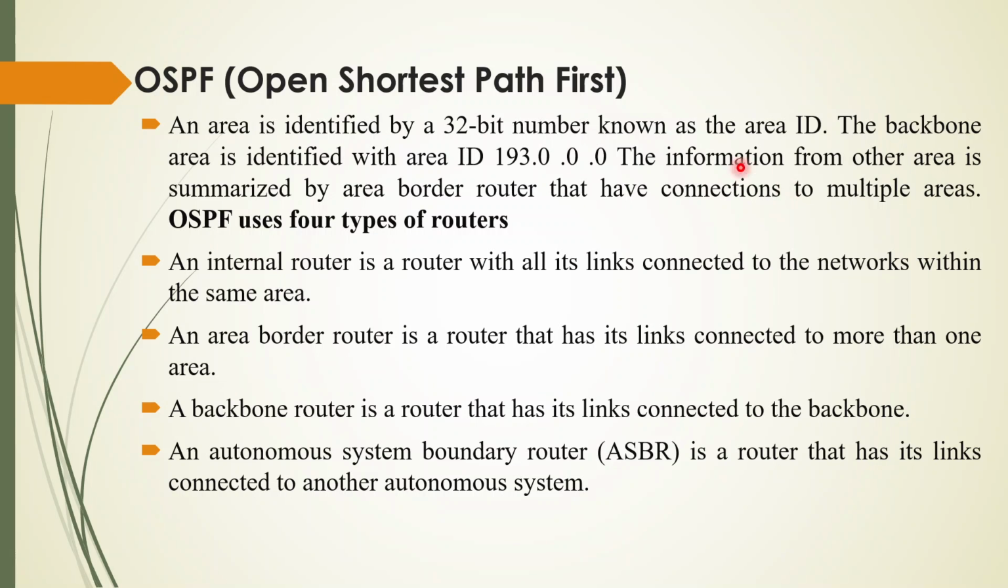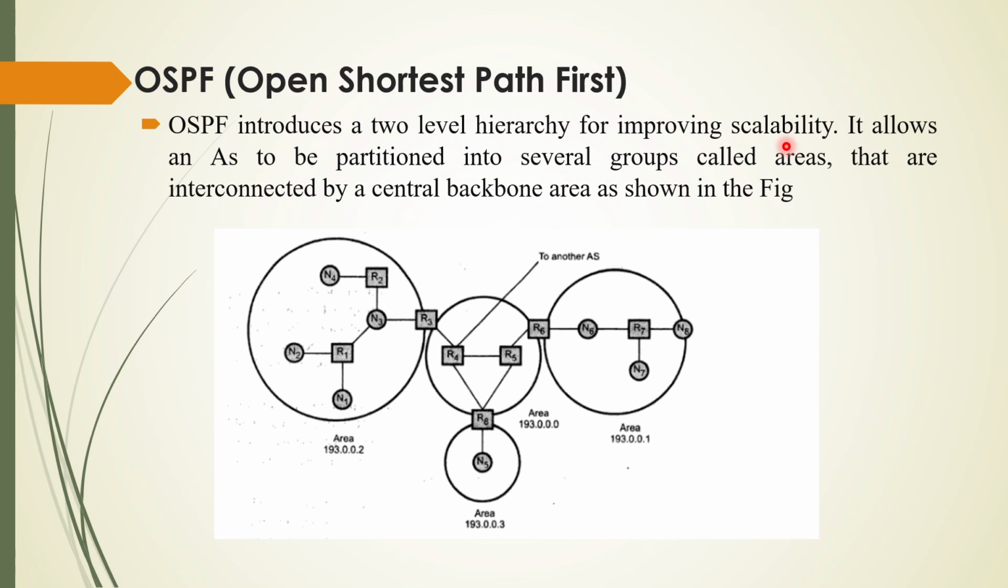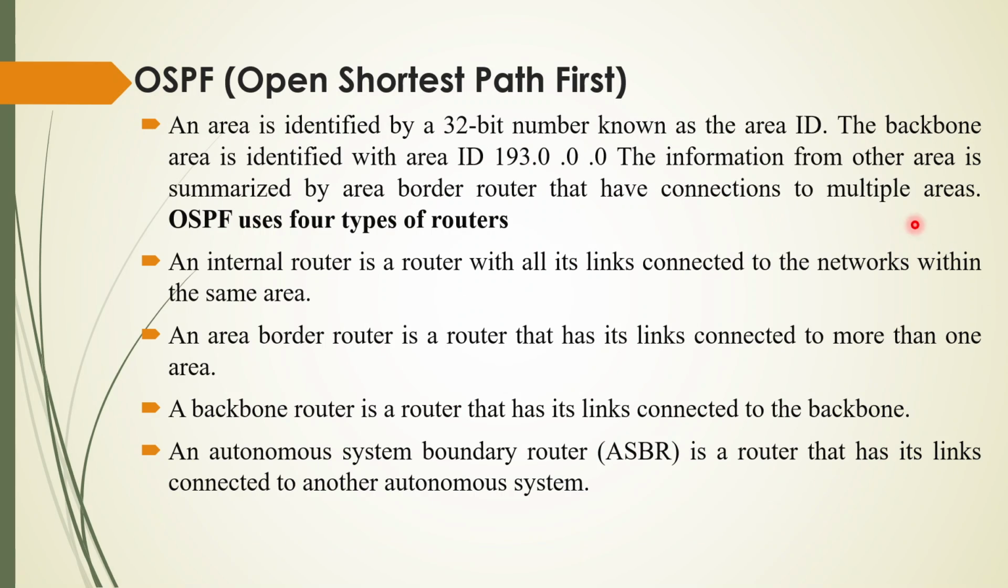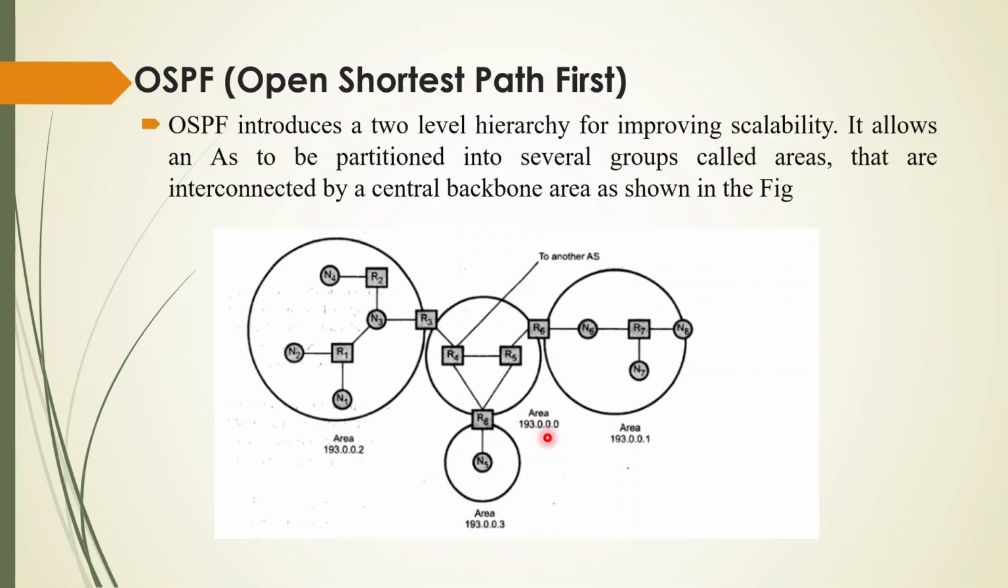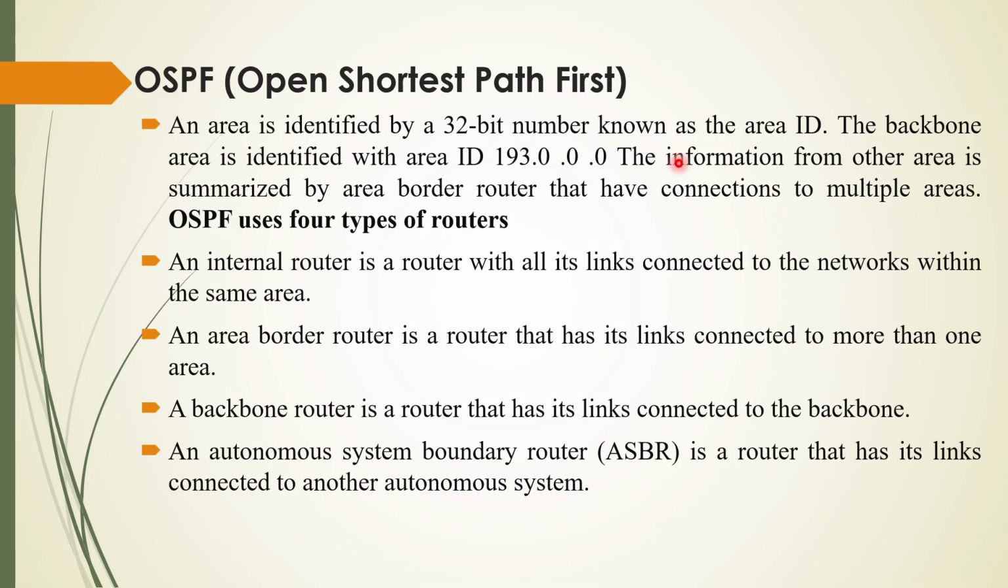An area is identified by a 32-bit number known as the area ID. So each has an area ID, for example 193.0.0.2 is the area ID for this area, and this one is 193.0.0.1. The backbone area is identified with area ID 193.0.0.0, so the backbone is at the center. They have another three areas, that is 1, 2 and 3. So this is the backbone area.